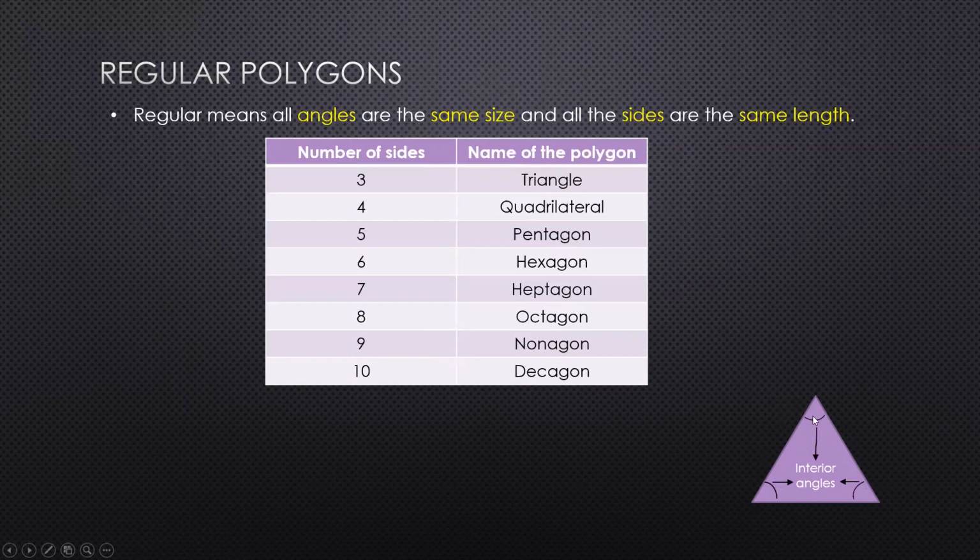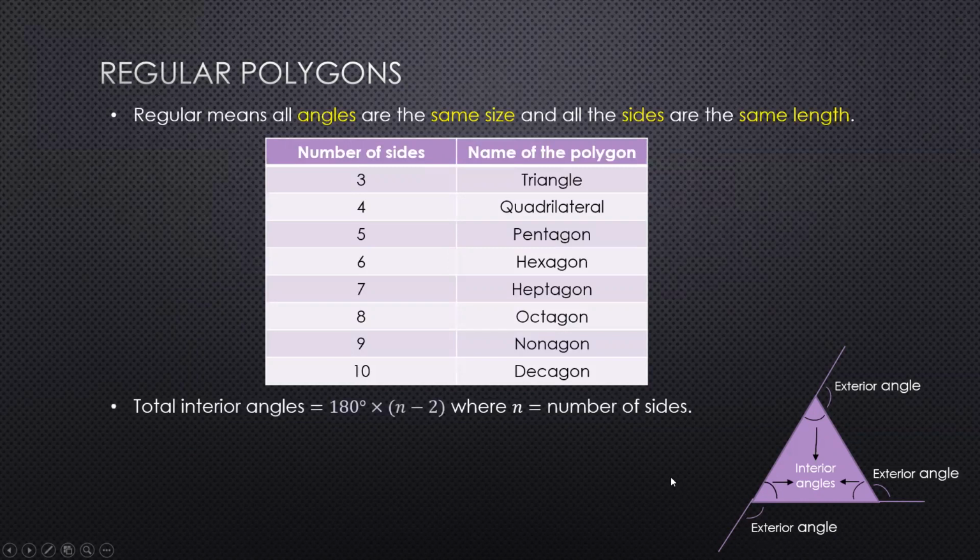Interior angle refers to all the angles inside the triangle. So you have 3 of them. These are all called interior angles. All right. So if you draw a line like that, all the angles outside here we call exterior angles. All right. So now we need to know how to calculate the interior angle. In order to calculate the total interior angle, which means if I have 3 sides, I want to know 3 of them equal to how much.